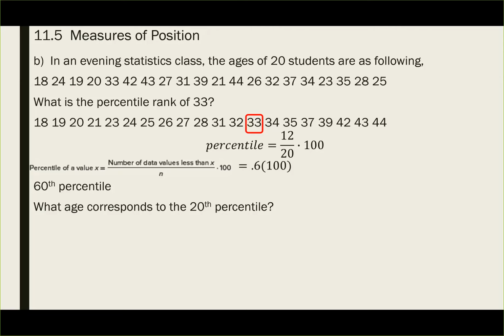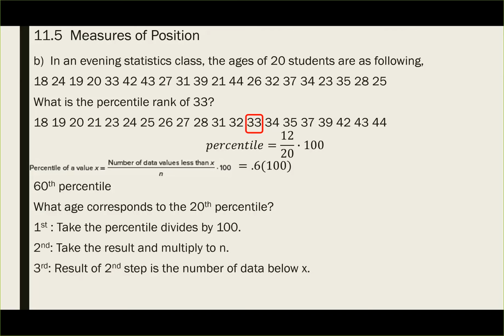To do this, there are 3 steps, because this is the reversal of the previous process. Remember, look up here: we multiplied by 100. So to reverse the multiplication, the first thing we need to do is take the percent and divide it by 100. Over here, we divided by n, so once you divide by 100, you take that result and multiply back by n. Whatever the result of the second step is, that is how many data are below the actual data.